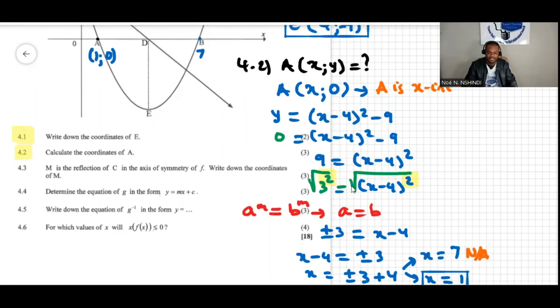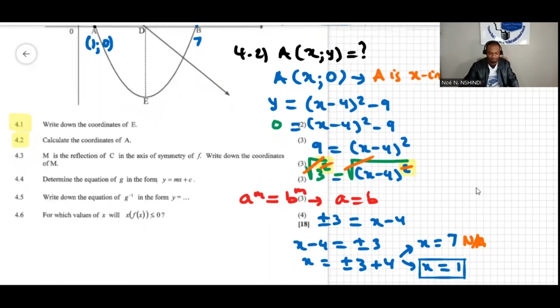As I was saying over here, I prefer to just square root both sides in case this complicates things for anybody, because the power of 2 here cancels the square root. In other words, we expand this. So we have x minus 4 to the power of 2 minus 9 equal to 0. So this will be x minus 4 times x minus 4 minus 9 equal to 0.